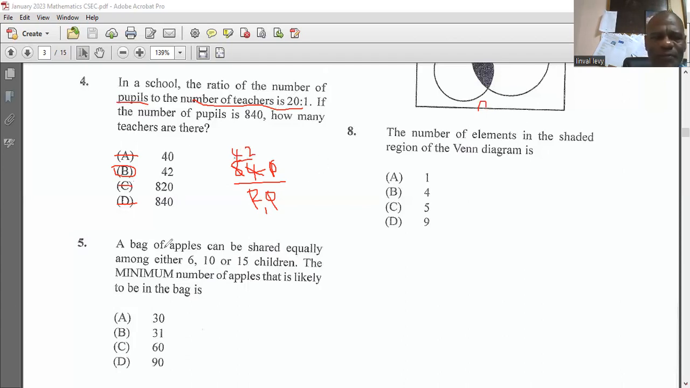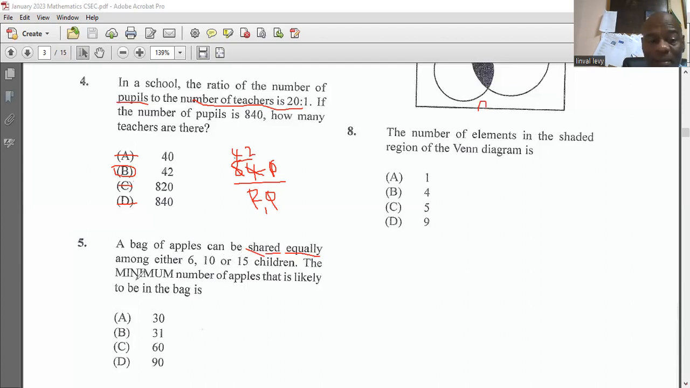Right? So a bag of apples can be shared equally among either 6, 10, or 15 children. Now look at what it says. A bag of apples can be shared. Right? So share the bag of apples. And it says shared equally among either 6, 10, or 15 children. So if you share it among 6 children, they're going to get an equal amount. If you share it among 10, they're going to get an equal amount. For 15, they're going to get an equal amount.